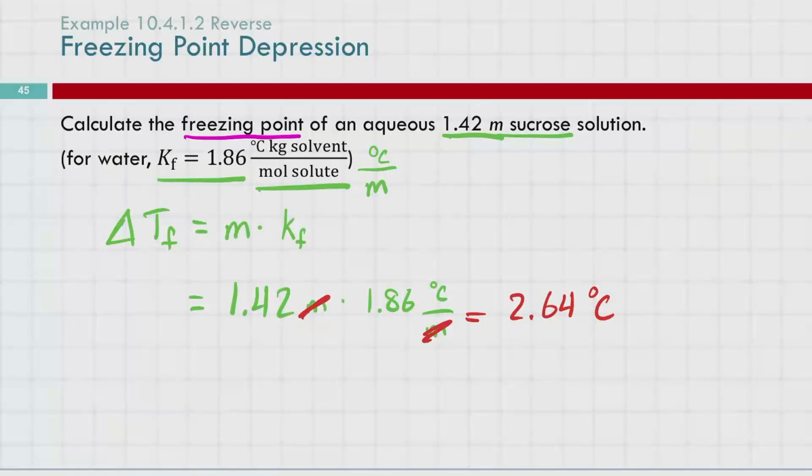Right? We're looking for freezing point, and it's an aqueous solution. What does aqueous mean? It means that we've got water as our solvent, as our liquid. What's the freezing point of water in degrees Celsius? 0. So our normal freezing point, normal FP, 0 degrees Celsius.